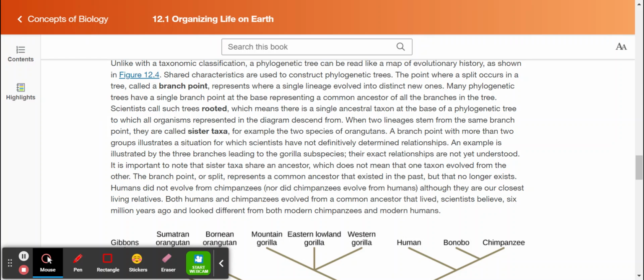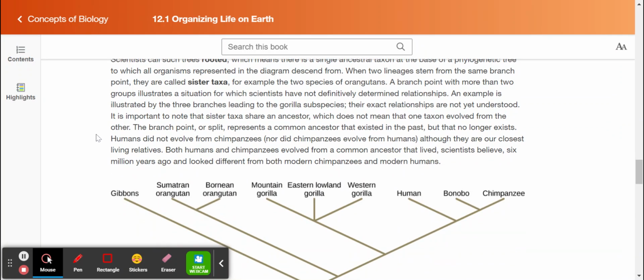When two lineages stem from the same branch point, they are called sister taxa. For example, the two species of orangutans. A branch point with more than two groups illustrates a situation for which scientists have not definitively determined relationships. An example is illustrated by the three branches leading to the gorilla subspecies. Their exact relationships are not yet understood.